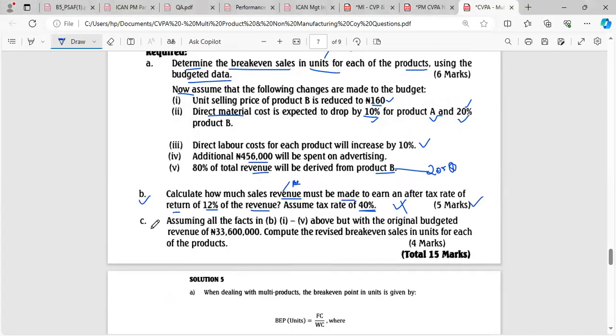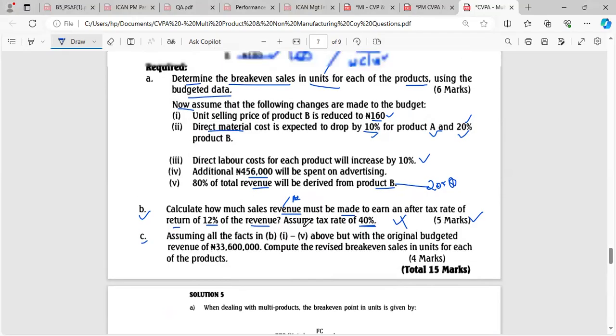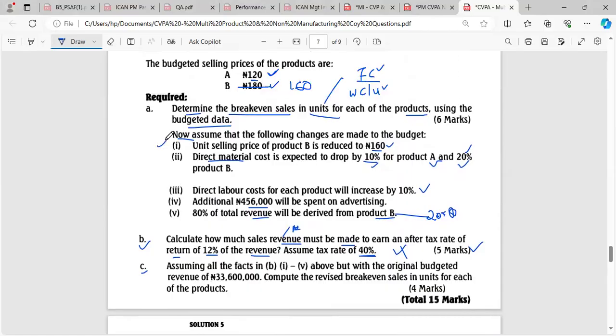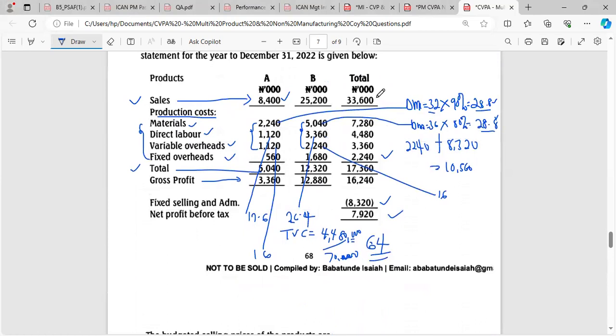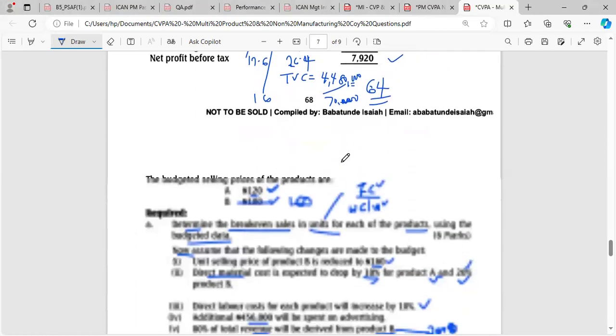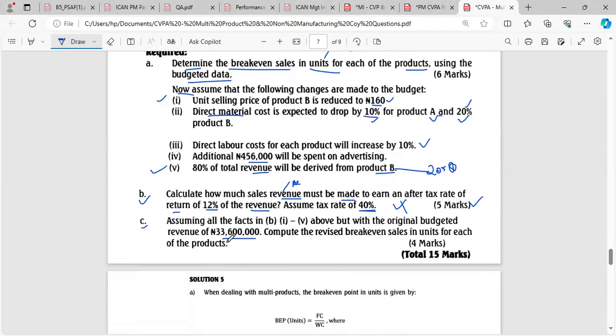Okay, let's check for C. C says that assuming all the facts in B I to V above, but the original budgeted revenue of 33,600, which is this. Wow. Compute the revised break-even sales in units for each of the products.